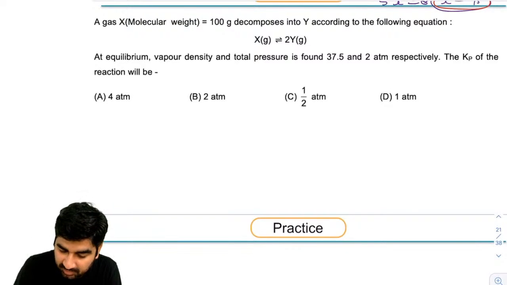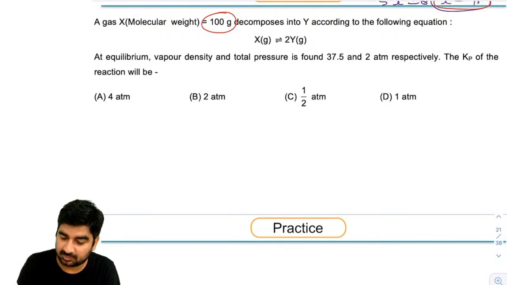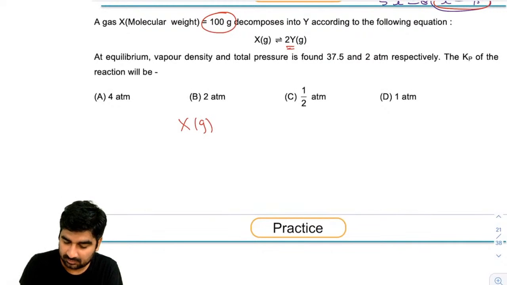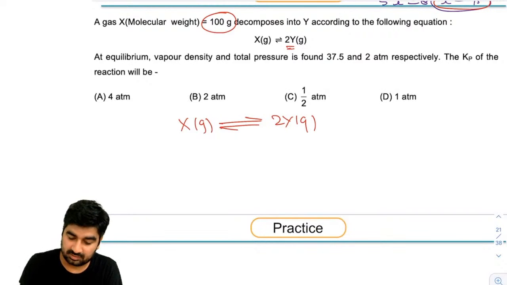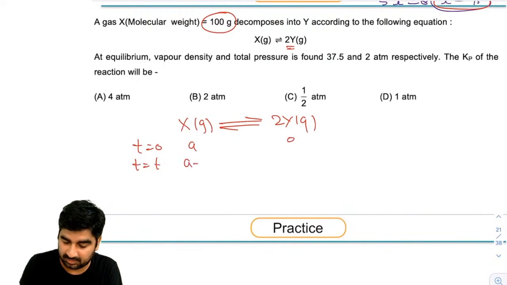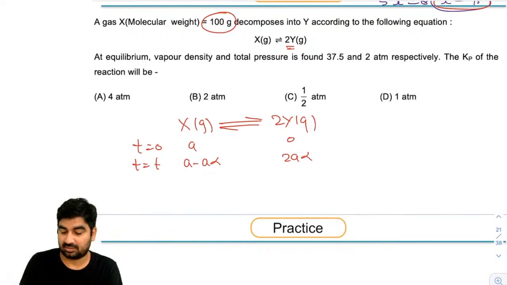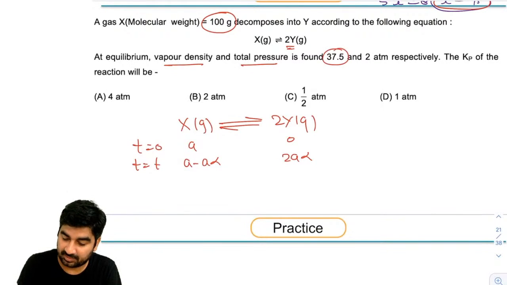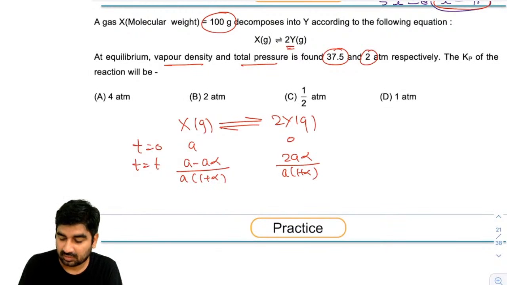So you have a gas X with molar mass 100, which decomposes into 2Y gas. At T equal to 0, if A moles of it were present, after some time it will be A minus A alpha and 2A alpha. And now it gives the vapor density and the total pressure. So vapor density is given and P total is given. So total moles will be, into P total.